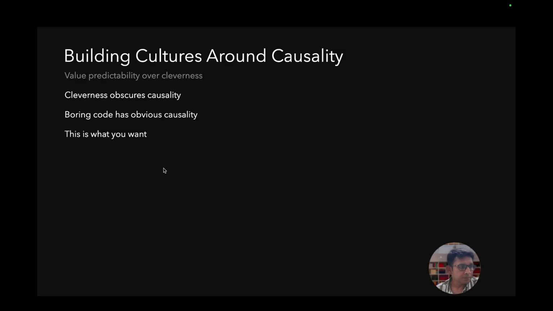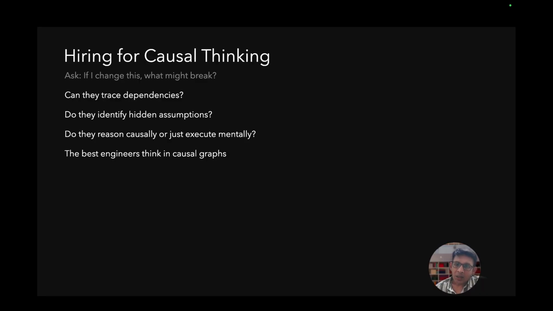Now, I'm also a proponent of hiring for causal thinking. When interviewing, don't just test algorithmic knowledge, test causal reasoning. Give candidates code and ask, if I change this, what might break? Can they trace dependencies? Can they identify hidden assumptions? Do they reason causally or just execute mentally? The best engineers tend to think in causal graphs. They see systems as networks of cause and effect. They naturally ask what depends on this before making changes.